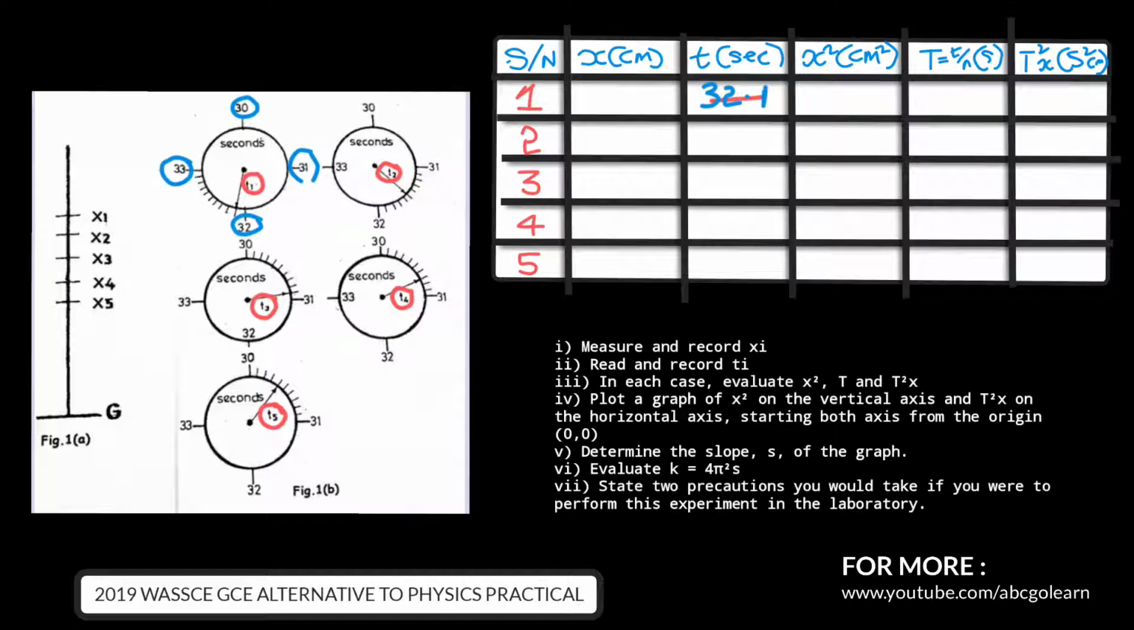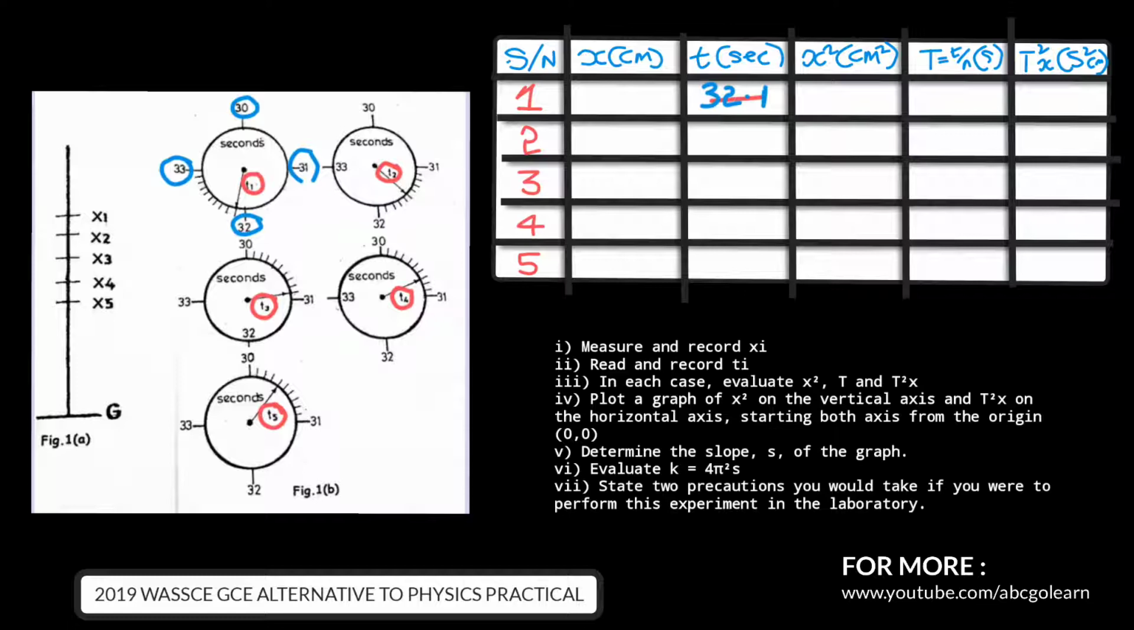And according to WAEC also, it should be at least one decimal place, the one decimal place. Do you understand? One decimal place, that will be the at least. This T, as you are recording it, it should be in one decimal place.